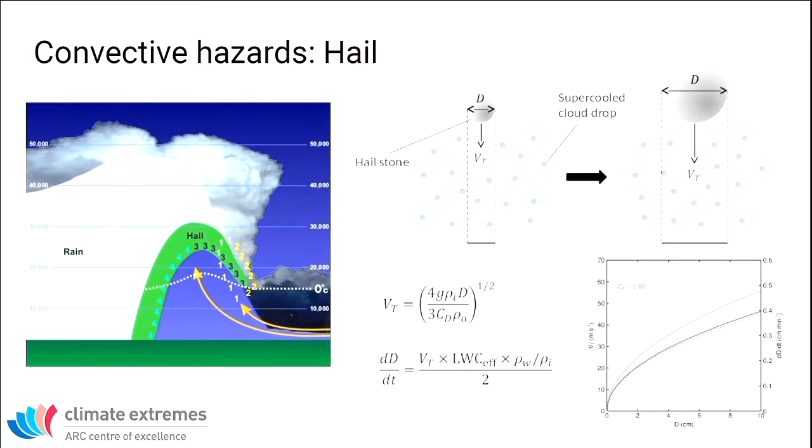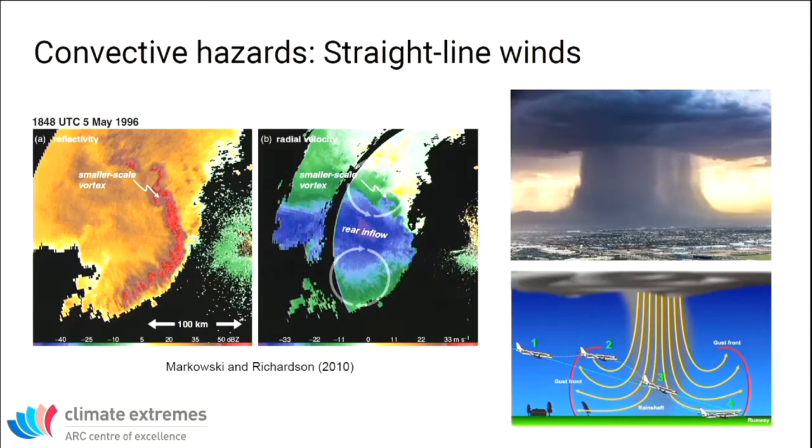But you can see that once you get to hailstones of around 10 centimeters, you're getting terminal fall speeds of 50 meters a second. So to keep a stone like that elevated in the storm is going to take a seriously powerful updraft. But updrafts this strong do occur, particularly in supercell storms. Okay, so that's a little bit about hail.